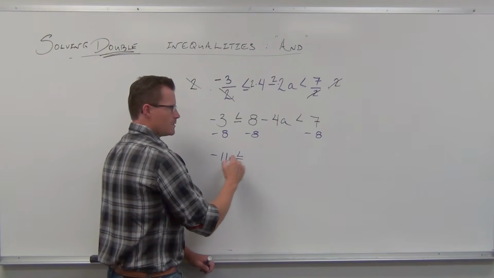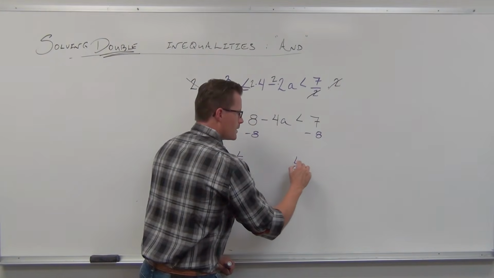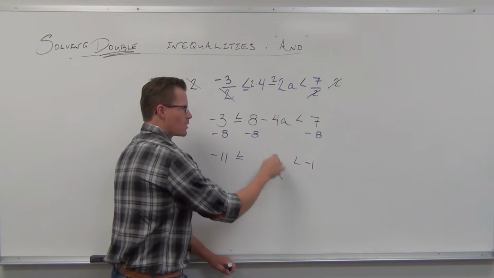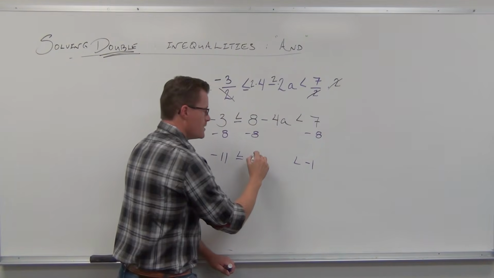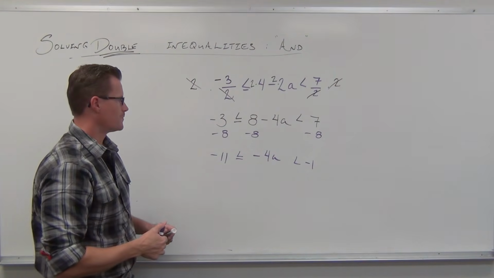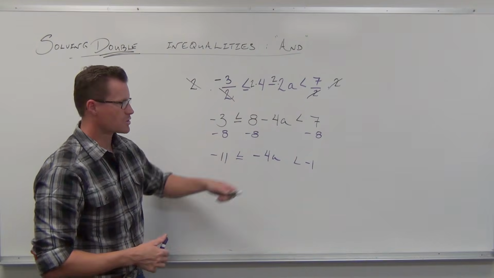-11, not changing my inequality. Less than -1, not changing my inequality. Look how it's still in order. Look how I have to have negative 4a. Gotta have that negative. Checking my work here, looks pretty good.